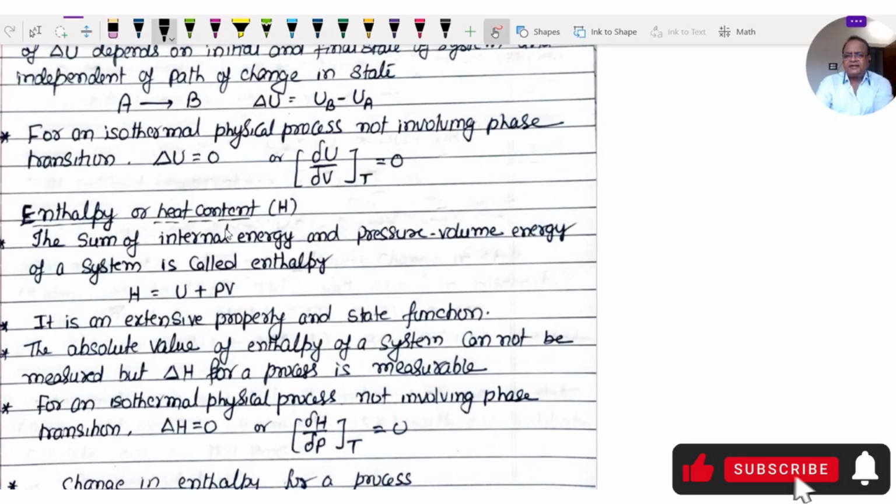Enthalpy or heat content, denoted by H. The sum of internal energy and pressure volume energy, PV, of a system is called enthalpy. So H equal to U plus PV, internal energy plus pressure volume. This is an extensive property and a state function. Similar to internal energy, absolute value of enthalpy cannot be measured, but delta H for a process is measurable.